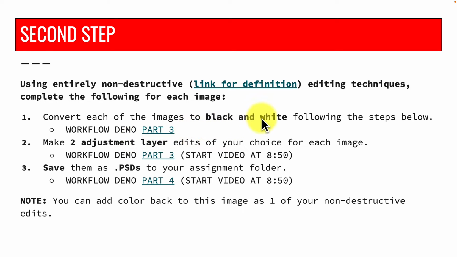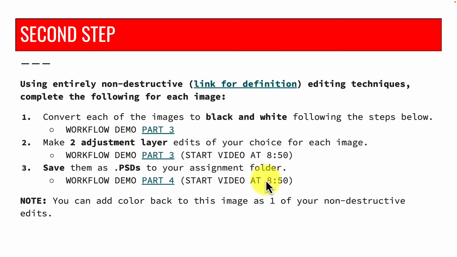Now, for this black and white conversion, there's a demo. The adjustment layers demo is in part 3 of this. This is the same video, but I'm asking you to start at the 8-minute and 50-second mark, and that'll bring you right to adding those adjustment layers. And then saving your files as Photoshop documents or .psd files. That's part 4. This is a separate demo part 4 video, and I ask you to start at 8 minutes and 50 seconds also.